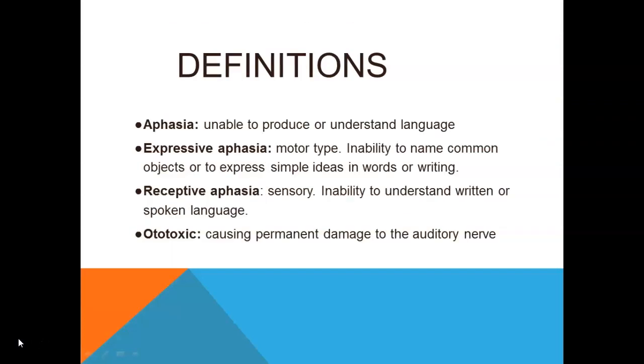Other definitions you'll need to know that are in relation to cognitive and sensory are aphasia. Aphasia is being unable to produce or understand language. There are different types of aphasia, and it's not limited to these two types, but these two are more important for you to understand in this particular lecture. Expressive aphasia, which is motor type, is the inability to name common objects or to express simple ideas in words or writing. Receptive aphasia, which is sensory, is the inability to understand written or spoken language.